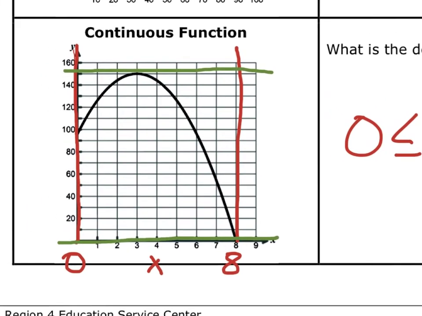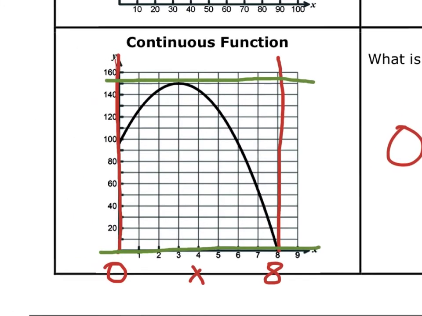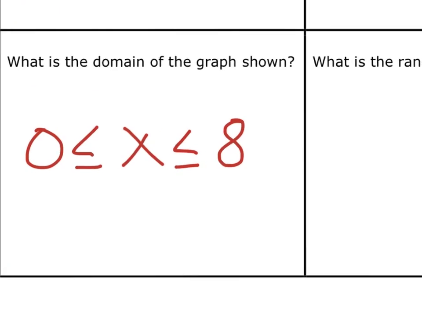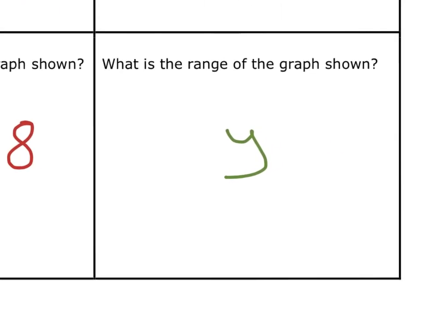Similarly, we're going to follow the green lines. We're going to see what's the smallest y value, and that's going to be the lower green line, and that hits the y-axis at 0. We know we're talking about y. Then I'm going to follow it up and see where that other green line hits. It looks like that other green line hits at 150. So what that means is that my range is going to be all possible y values in between 0 and 150.